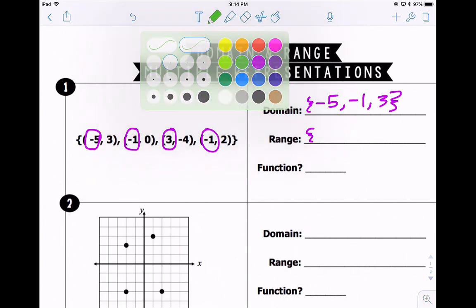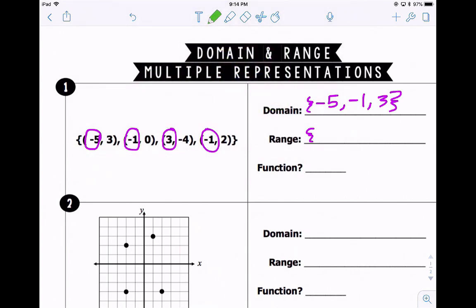So then the range is the set of y values, also from least to greatest. So I have 3, 0, -4, and 2. So all 4 of those are different. So I'm going to write all 4 of them. Again, least to greatest. So -4 is going to be the least, comma, then 0, comma, then next would be 2, comma, and last would be 3, and then close our bracket.